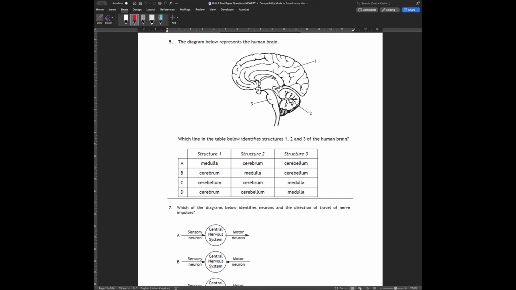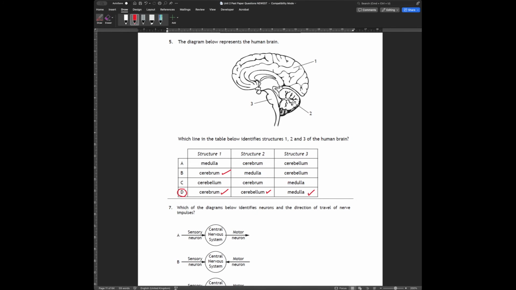Now, structure 1, before I even look at the table, I'm going to say structure 1 is this large structure at the top here. Now, if you know your brain diagram well enough, you'll know that's the cerebrum. Number 2 is this second largest structure here at the back of the brain, which is the cerebellum. And number 3 here then must be the medulla, which is found just here at the top of the brainstem. So 1, cerebrum, 2 is the cerebellum, and 3 is the medulla. Okay, so it has to be D, our answer there.